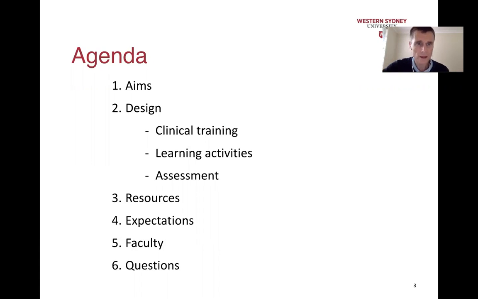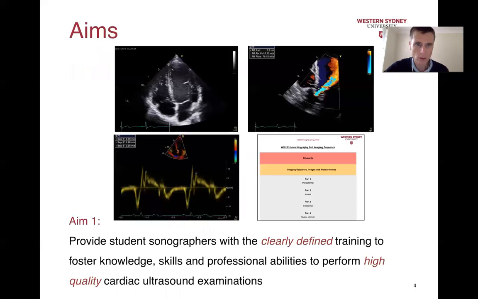So we'll look at the aims, the design, resources that are available, expectations, faculty, questions. So the aims of the course are to provide you students with clear training to foster knowledge and skills and professional abilities, so that you're able to perform echoes to a really high quality.